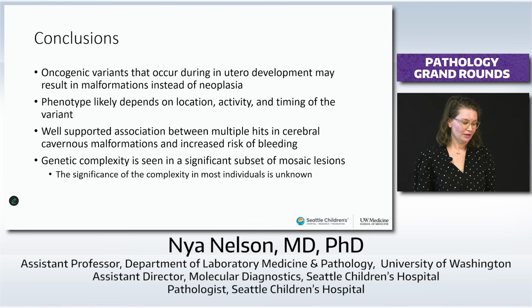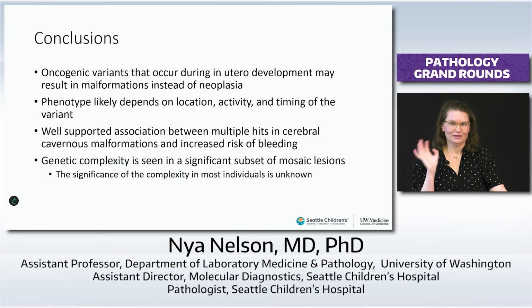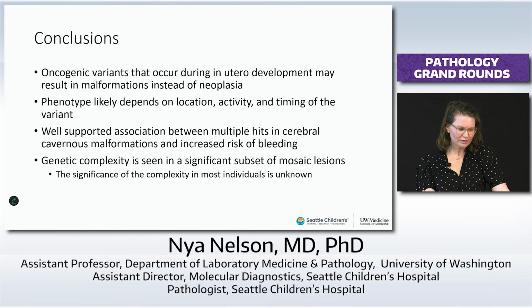And so in conclusion, I've shown you today that oncogenic variants, when they occur in utero, can result in a variety of different malformations instead of neoplasia. And the phenotypes here are very heterogeneous and likely depend on a lot of different factors, including the location, activity, and timing of the variant. And while we have some well-supported associations between multiple hits in CCMs and a more severe clinical phenotype, we don't generally know in the lesions that are more genetically complex how that's going to impact our patients.